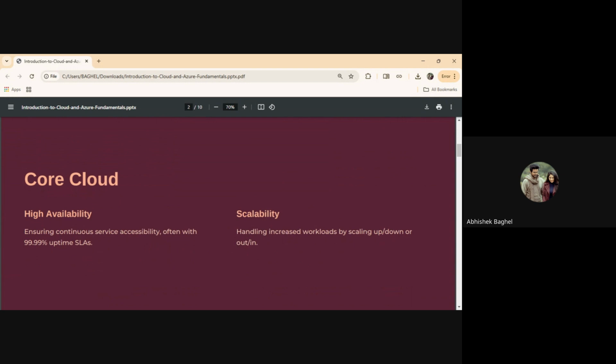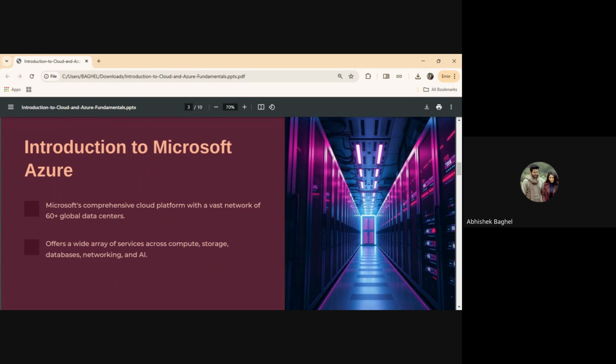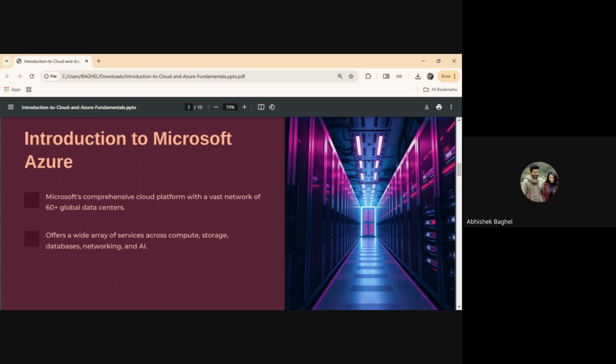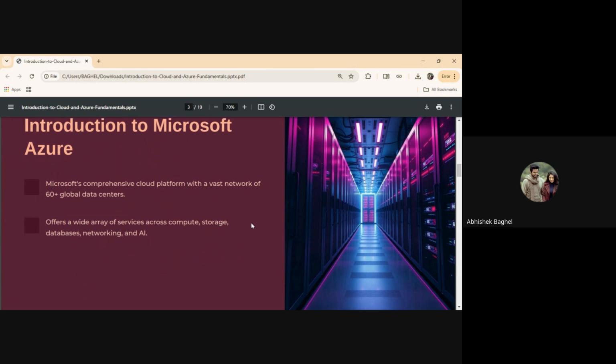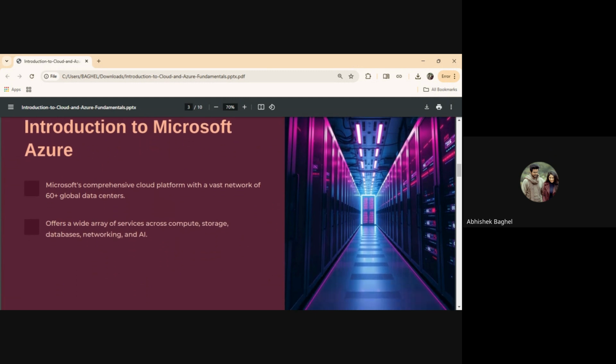Okay, now let's come to Microsoft Azure. Azure is a cloud computing platform by Microsoft, as its name indicates. It gives us approximately over 200 services. Multiple kinds of services are there, 200 plus.